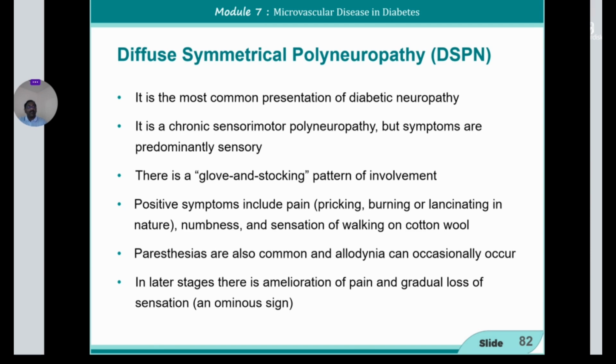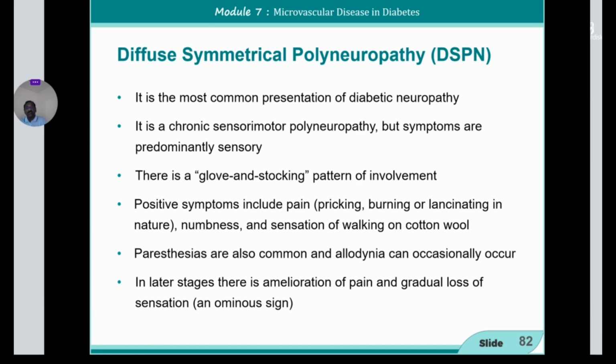So most of our diabetic individuals, when they have the DSPN, will tell you that they have a pricking sensation in the feet, a burning sensation in the feet, some lacerating pain, numbness, sometimes no sensation, like walking on cotton wool. And they feel uncomfortable even when they touch the blankets while they are on the bed. So these are all the positive symptoms in the pain. Sometimes they will have the negative symptoms also, because of loss of the sensation or anesthesia. So that is also there.